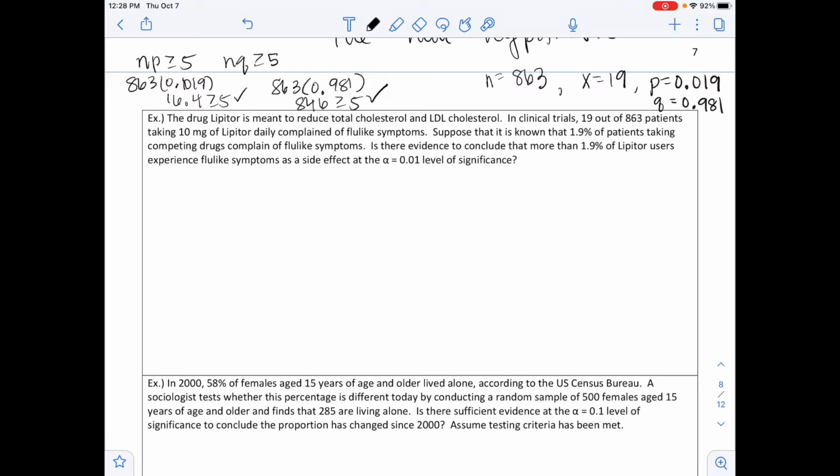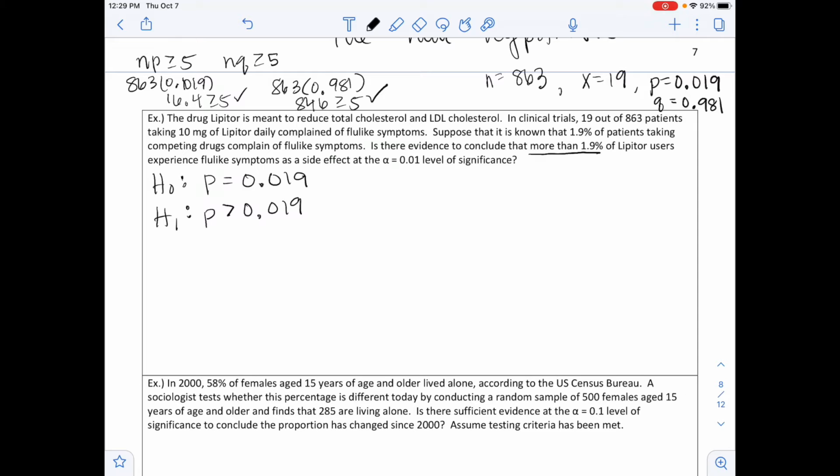Therefore, we can do this test, and since we're dealing with proportions, we need to write down our null and alternative hypothesis, so H0 and H1. Since these are proportions, I'm going to go ahead and put p's. We know our null would be an equal sign. And it does say to conclude that more than 1.9% of Lipitor users experience flu-like symptoms. So our H1 would be greater than, and that decimal value that's going to go in there is 0.019.